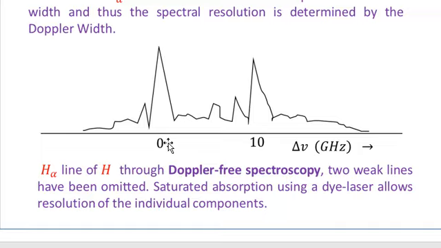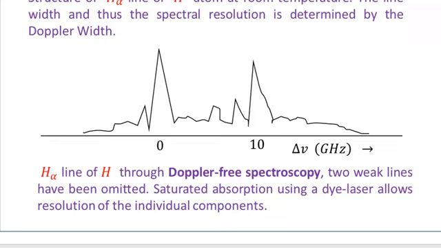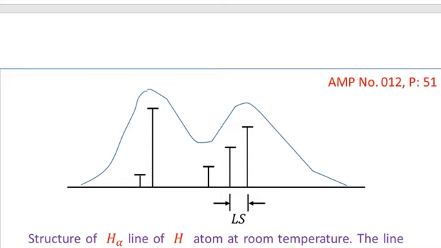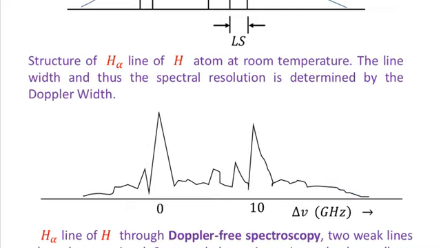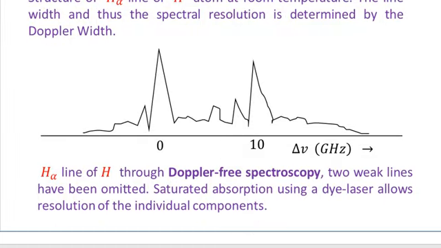So this is the structure of the H alpha line, and I have not shown the two weak lines over here. So five major lines have been shown. Again, this is the H alpha line, which differs from the previous one in the sense that there, due to the Doppler effect, we cannot give the detail of the spectrum, but here we can give further detail, because this spectrum is obtained in Doppler free spectroscopy.